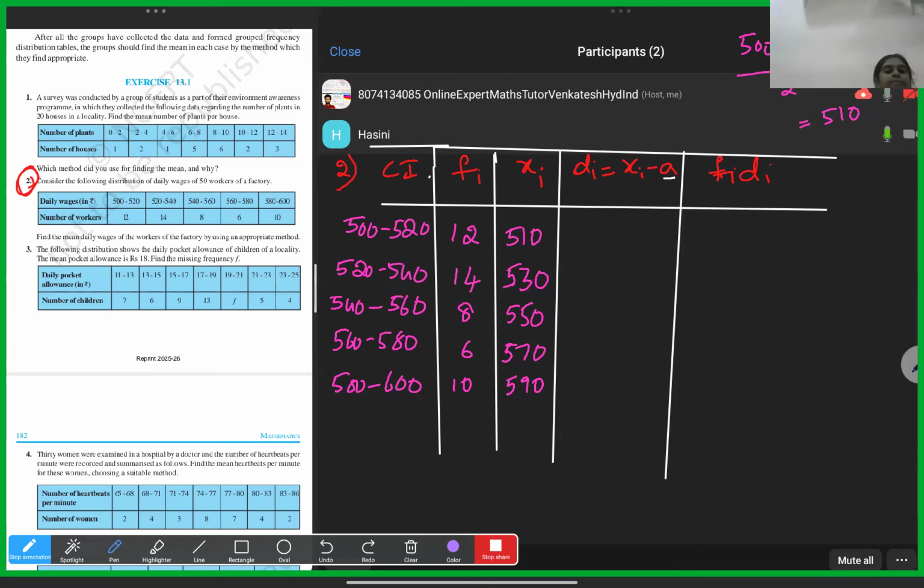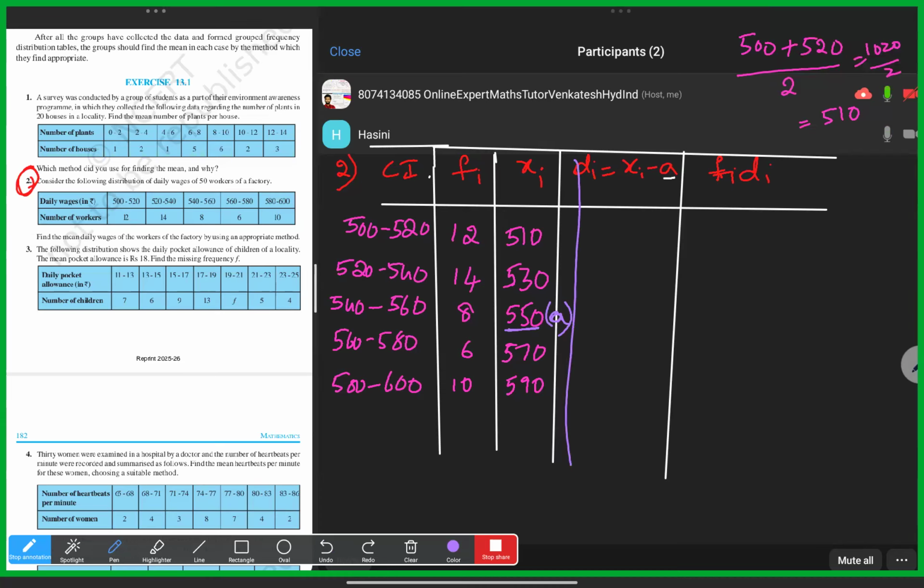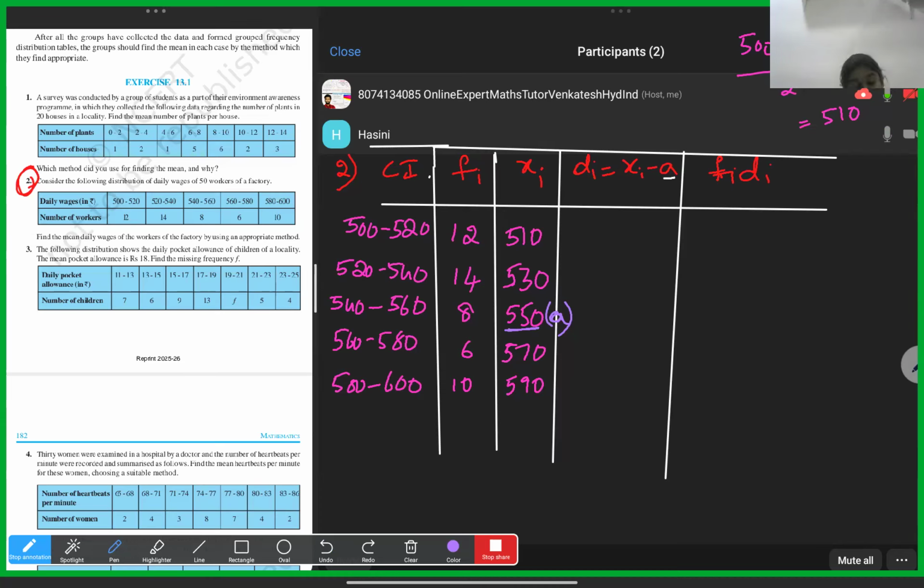We get the same answer whichever one you select, no problem. So I'm selecting 550 as A, Hasni. I'll underline that and write small a in the bracket. This value according to me is A, Hasni. Now here, actually, this line should come outside. That A should appear completely inside, but there is no place.